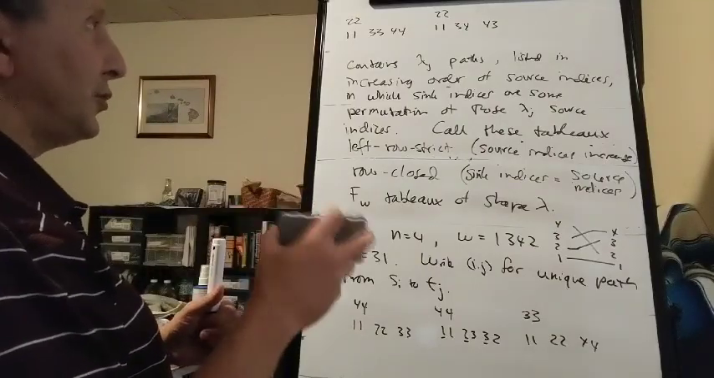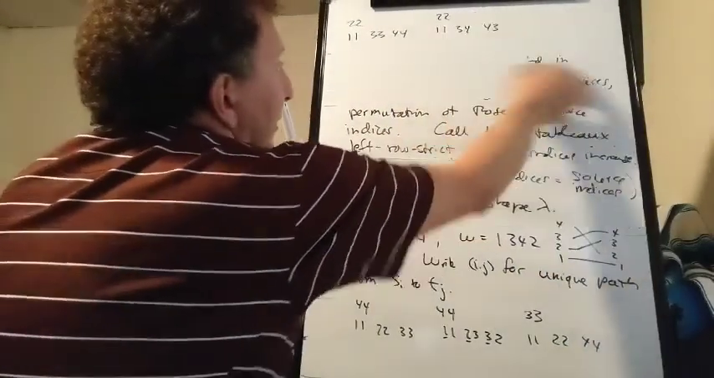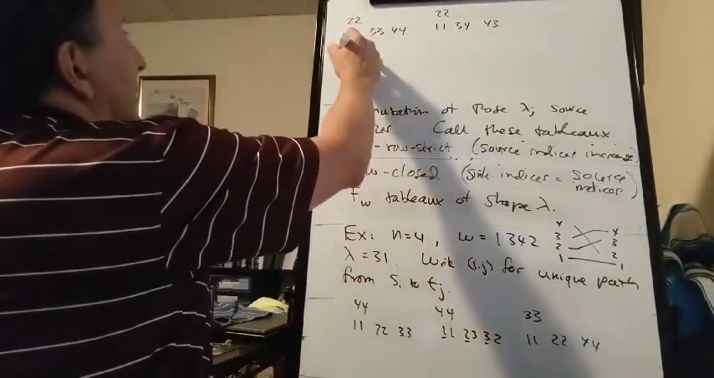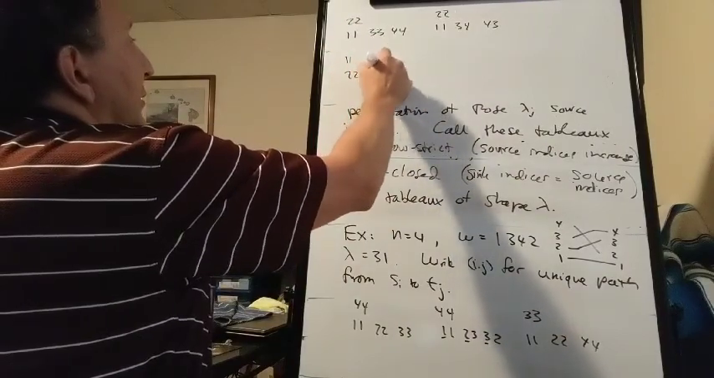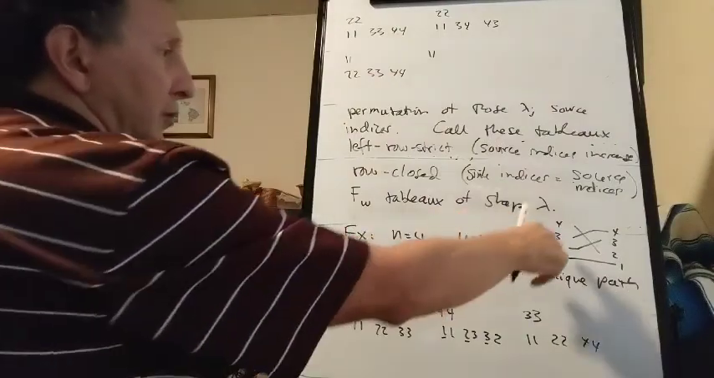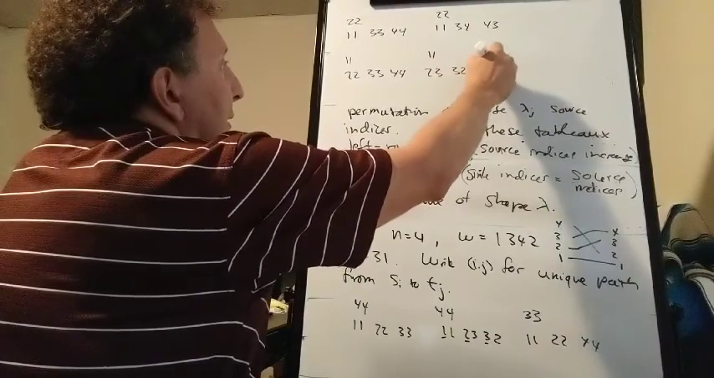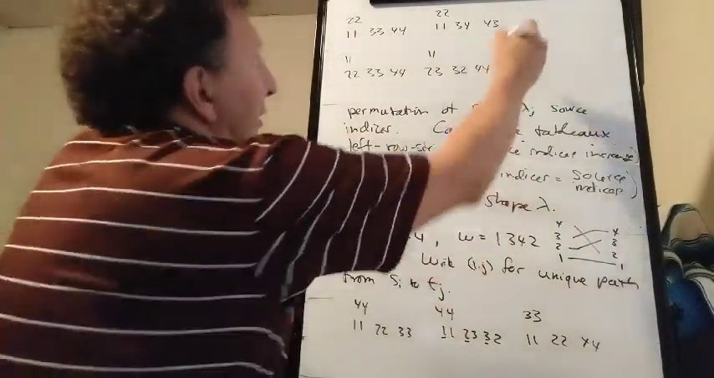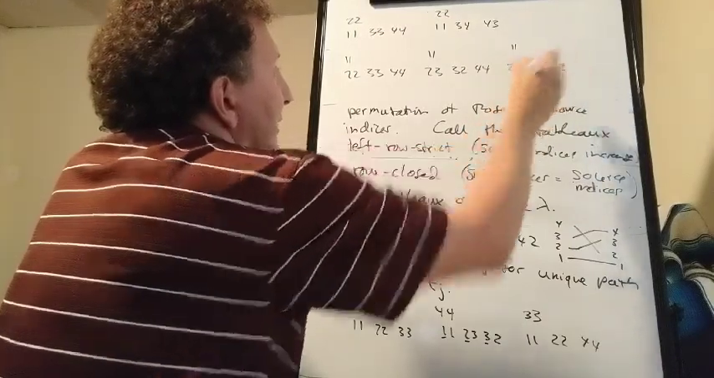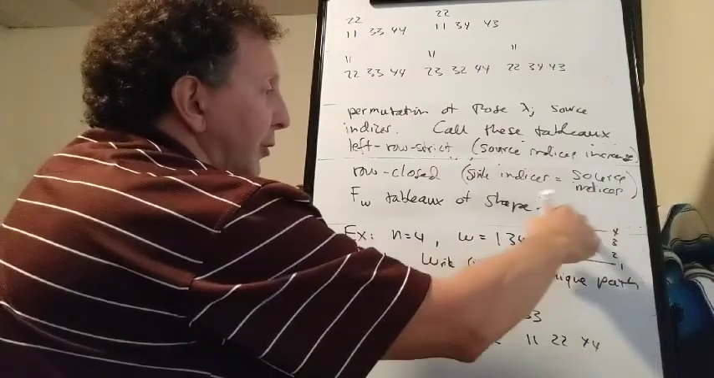Now if we put 2, 3, 4 in the first row and then 1 by itself in the second row, we'll have more possibilities. 2 2, 3 3, 4 4 is the most obvious. 2 and 3 could switch, so we could have 2 3 and 3 2. 3 and 4 can switch, so we could have 2 2, 3 4, 4 3. And then we could have 2 going to 3, 3 going to 4, 4 going to 2.